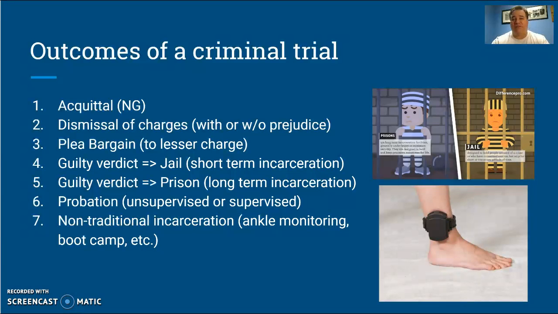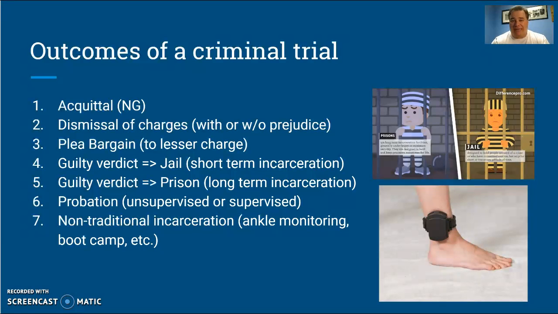There could be a dismissal of the charges with or without prejudice. What that means is that the state's case has some defect or a witness doesn't show up against you, and so the case gets dismissed because there's insufficient evidence to prove your guilt. Without prejudice means that the state may refile the case and bring it up against you in the future. With prejudice, it's done. That case is done and the state can't bring it back again.